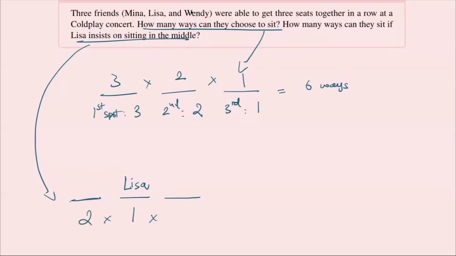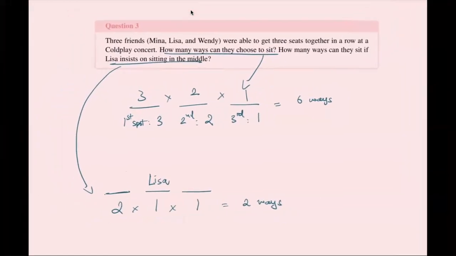And for the last one, I have to put whoever is left. For example, if in the first spot, I put Mina, then in the last spot, I only have Wendy left. Or if I put Wendy in the first spot, then for the last spot, I only have Mina left. So only one choice. So you would have 2 ways to arrange the seats if Lisa is in the middle. Does this make sense?